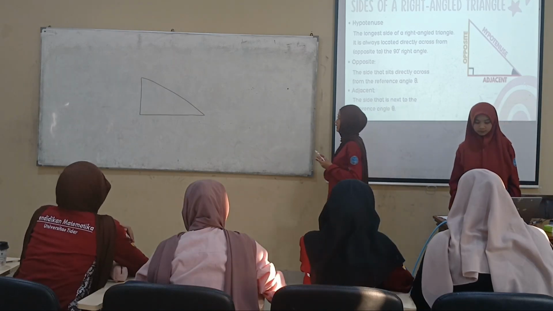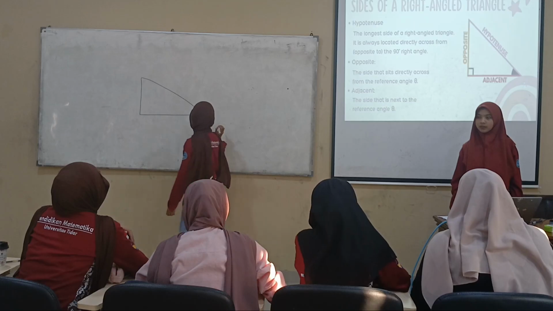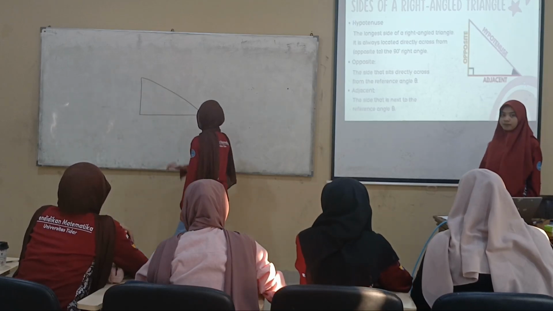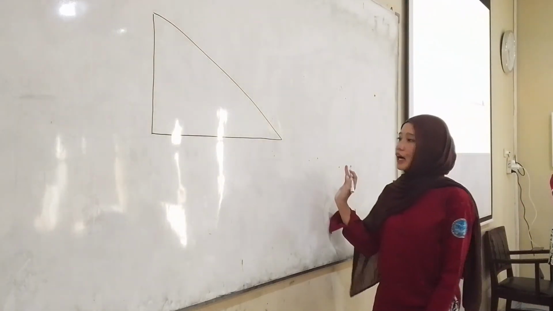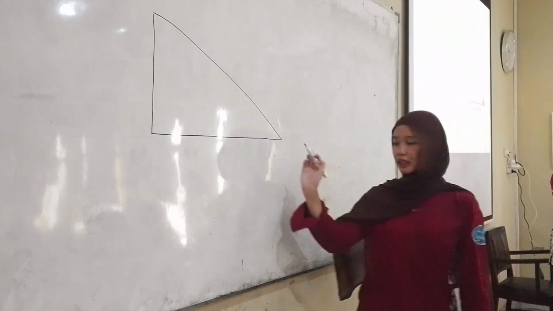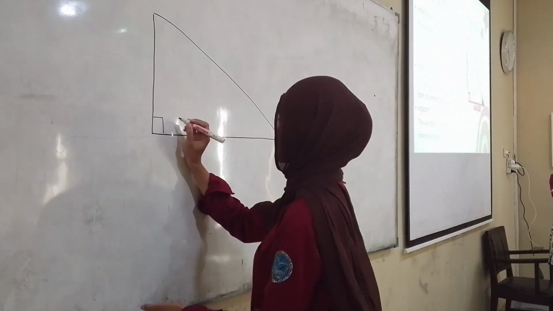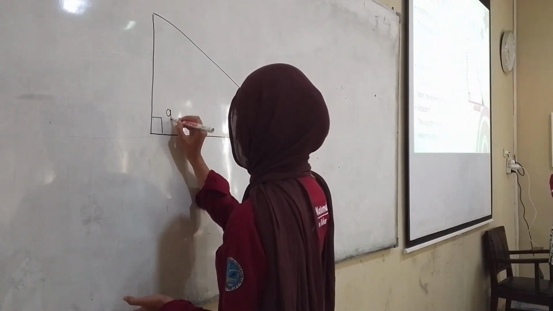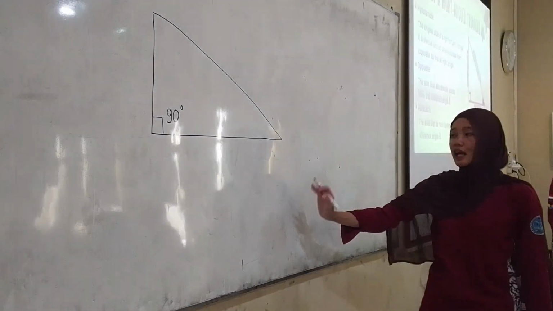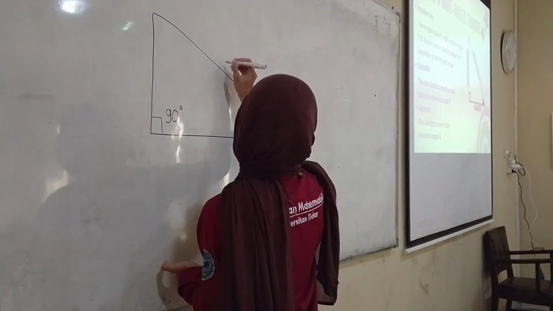Okay, before we get into the comparison, we must first label the triangle. For the first step, plot the hypotenuse. To do this, find the 90 degrees. The 90 degrees is in here. Then look at the opposite. The opposite is in here. So this is the hypotenuse.